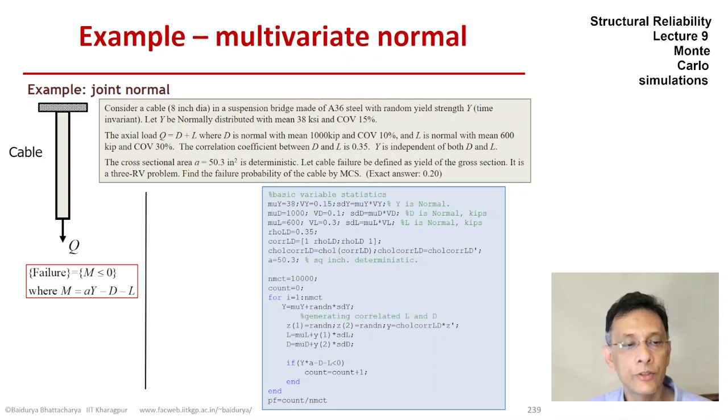And then do the if block. If Y times A minus D minus L is negative, then we have failure, so we increase the count by 1, and when we exit the loop, the failure probability is the ratio of the count to the total number of trials. So this would be a nice way to make sure that your coding is right and you're able to generate dependent normals and solve more challenging problems later on.